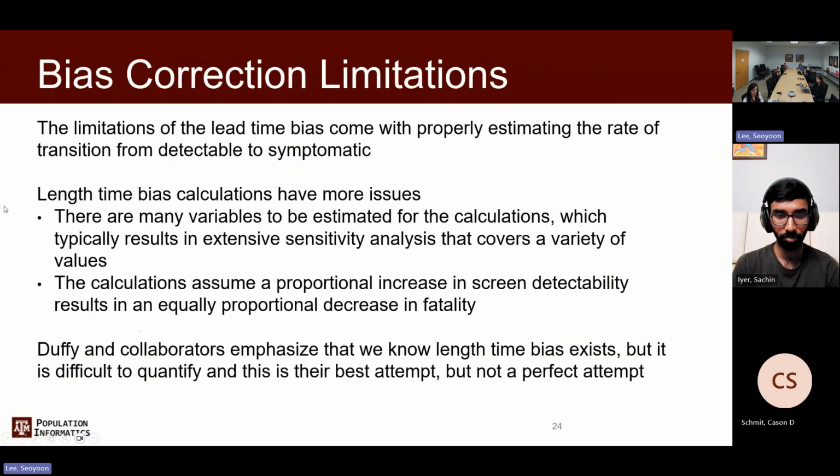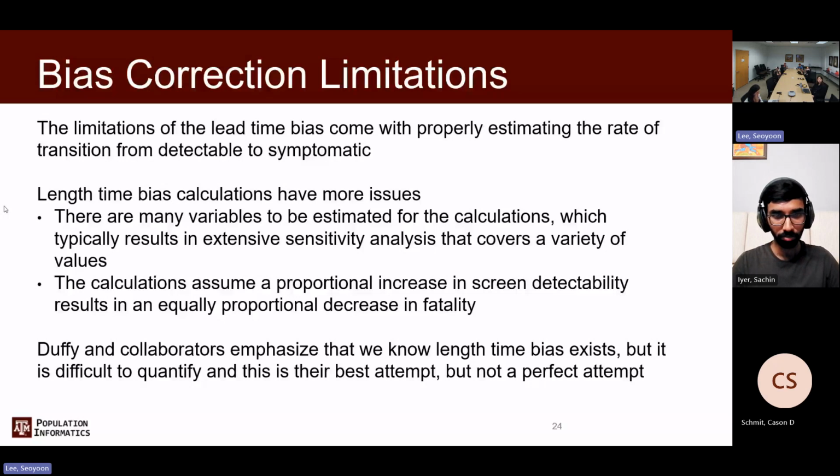So there are some limitations with these bias correction techniques. Lead time bias is generally more reliable because the only hazy variable you have to come up with is the lambda, which you can find by doing literature searches and estimating it that way, which is much more reliable than estimating all of the various variables in the length time bias. So for length time bias, there are many variables to estimate. And because of that, typically extensive sensitivity analysis is conducted in order to capture all of the possible scenarios that could be contributing to length time bias.